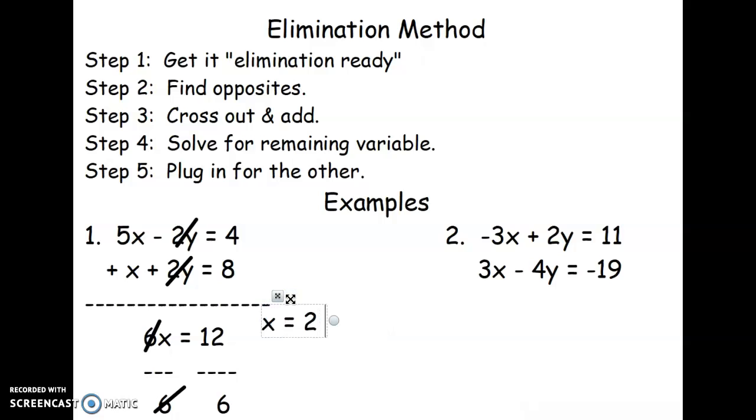Yay, so we found x equals 2. Now that we know what x is, we're not done yet. We need to find out what y is. So now I'm going to do my next step. I solved for the remaining variable. I found out what x was because my y was eliminated. Now I'm going to plug in for the other variable. So x equals 2. I'm going to plug it into one of my equations to find out what y is. Let's plug it into the bottom equation.